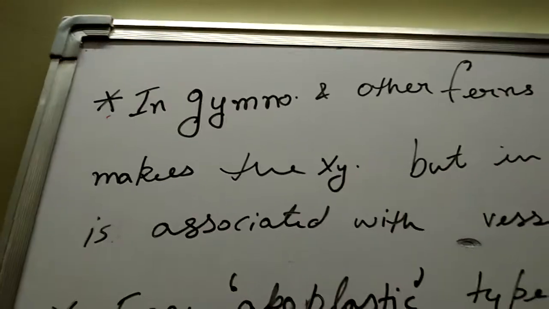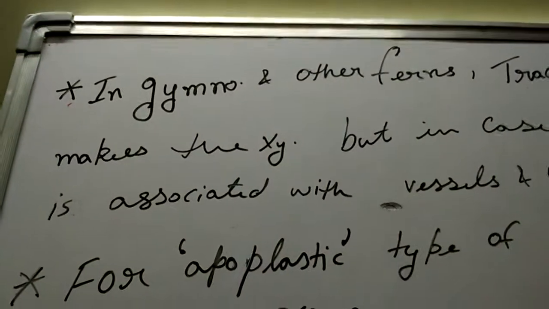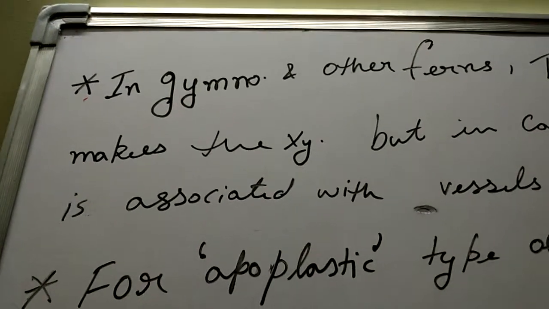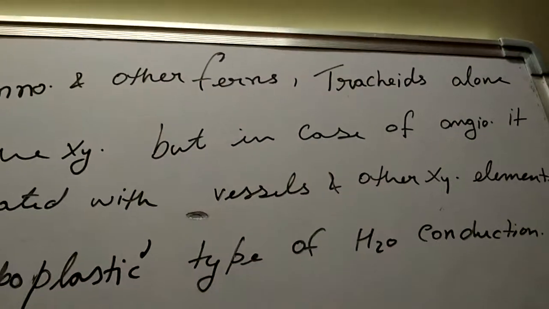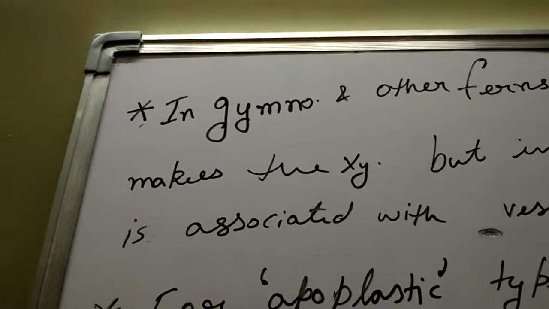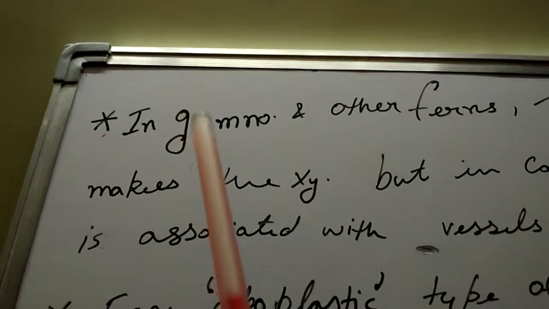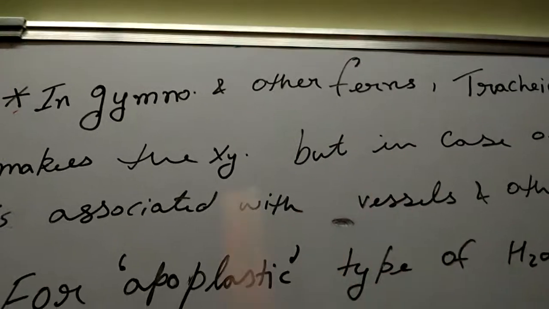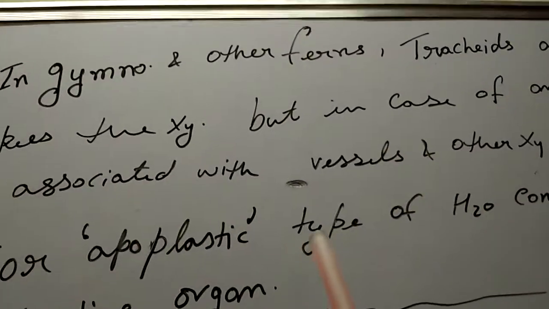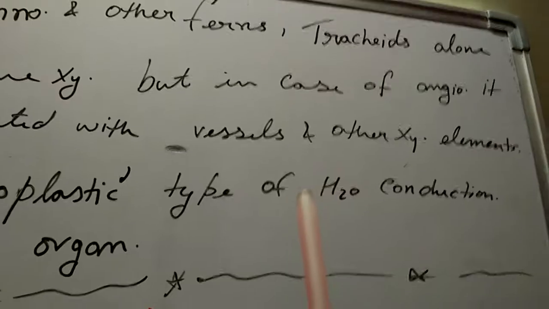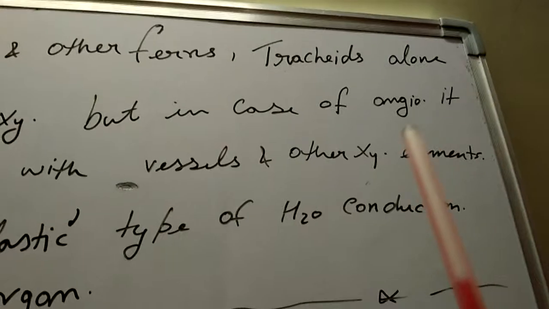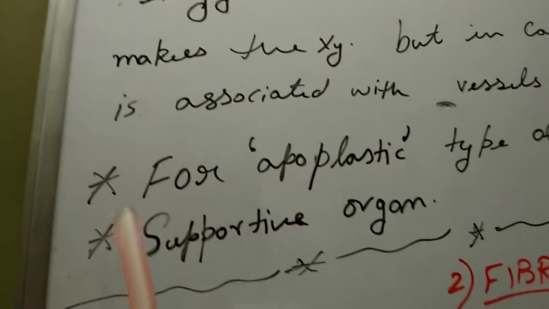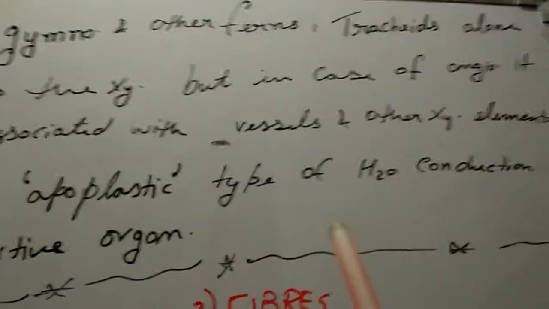So this point is quite meaningful and important. You can also distinguish a particular genre of plant on the basis of presence or absence of tracheids. If tracheids are present alone, then the plant could be a gymnosperm or some other type of fern. But if tracheids are associated with some other type of xylem element such as vessels, then the plant is basically an angiosperm. Tracheid is meant for apoplastic type of water conduction.